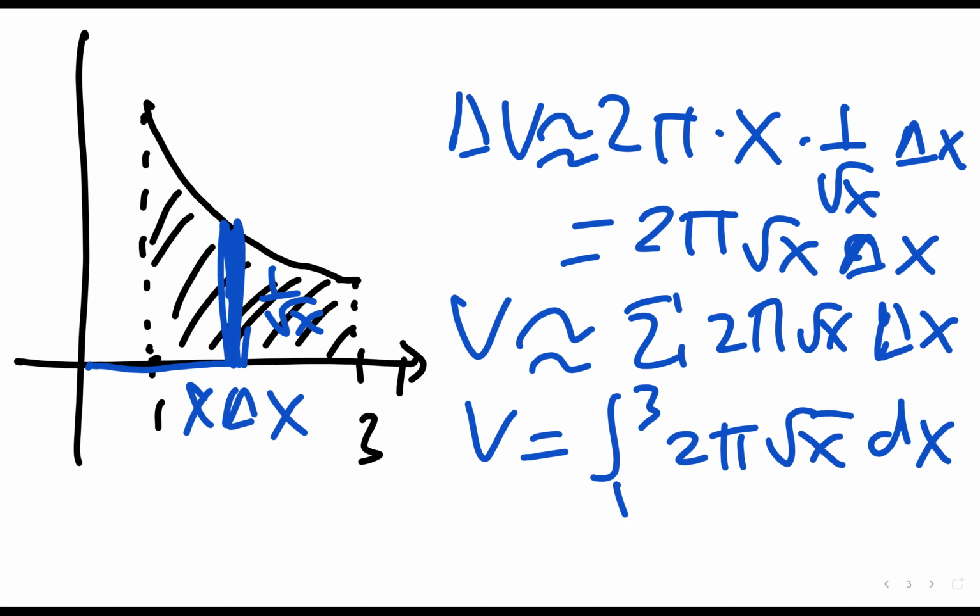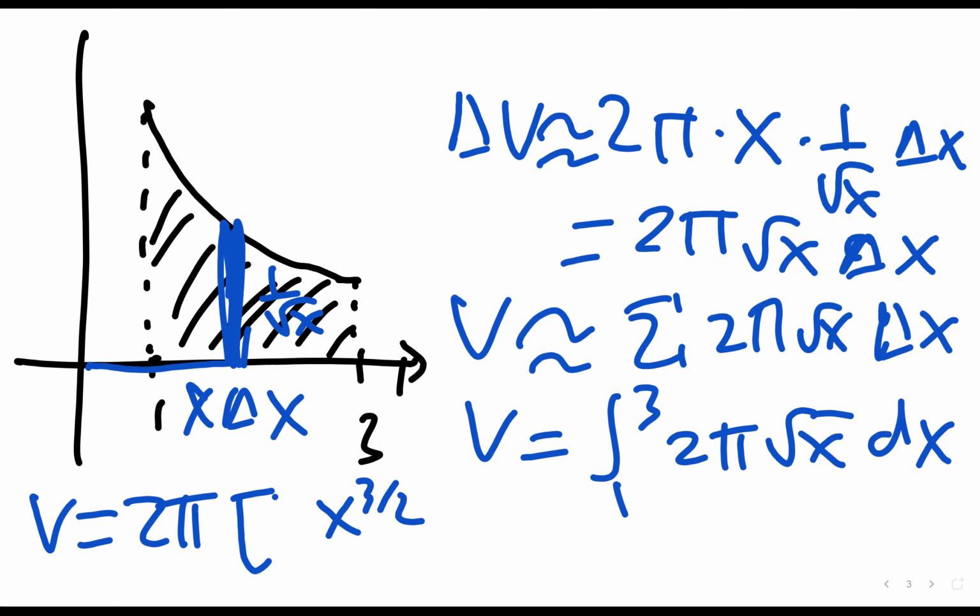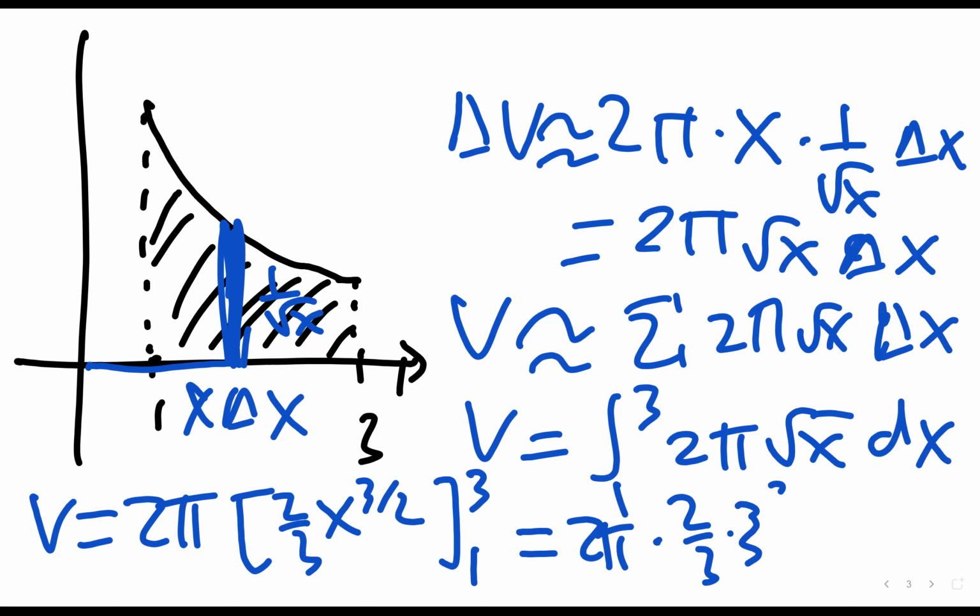So in this case, you will have V. The 2 pi is just a constant, and you have to look for the antiderivative of square root of x. The antiderivative of square root of x is x to the power 3 over 2, multiplied by 2 over 3, and put x equals 1 and 3 there. So you have 2 pi times 2 over 3 times (3 to the power 3 over 2 minus 1). Of course, you can simplify this.